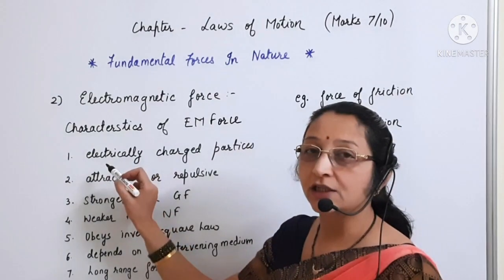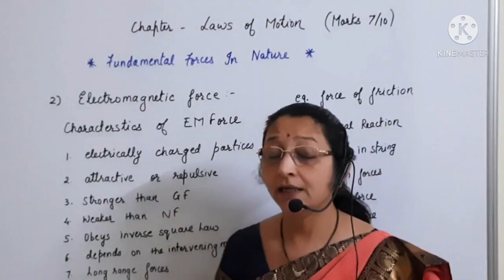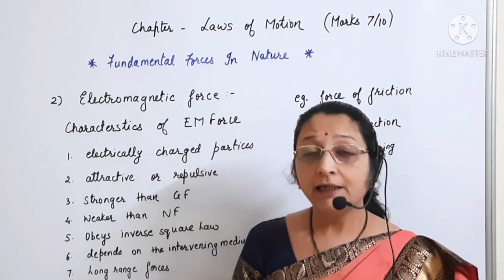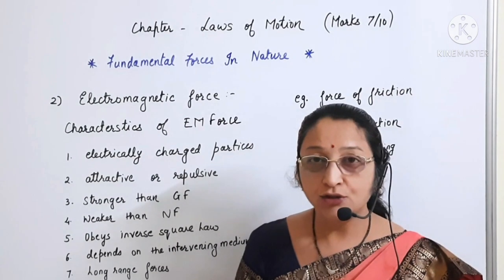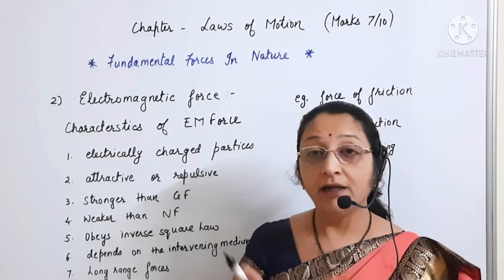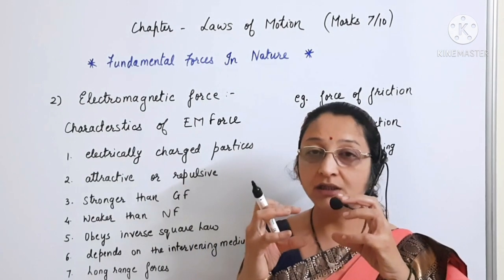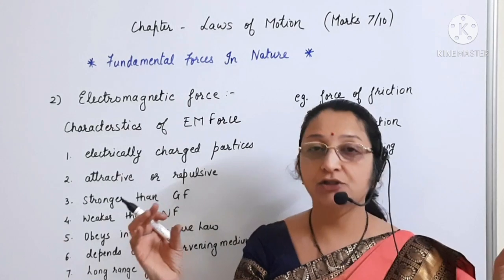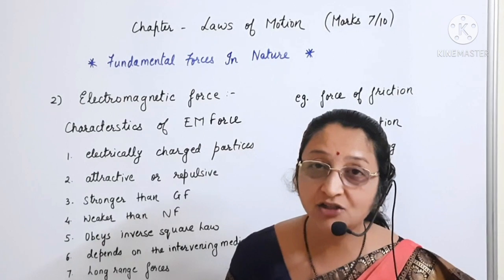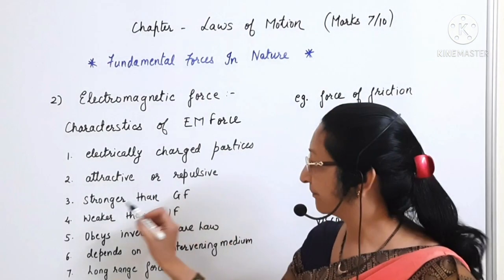This force is related to electrically charged particles. This force is of two types. It can be an attractive force like the gravitational force, or it can be a repulsive force. When two like charges, positive and positive, come near each other, there is repulsion. And when a positive and a negative charge approach each other, there is attraction. So it is of attractive nature and also repulsive nature.